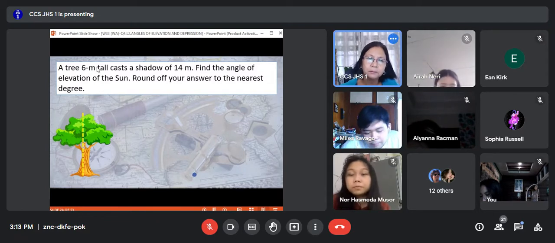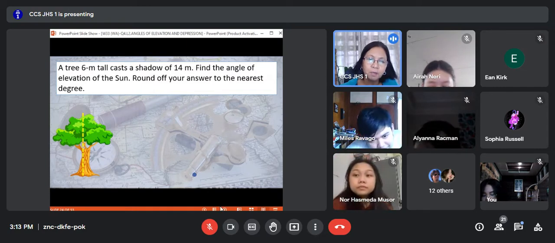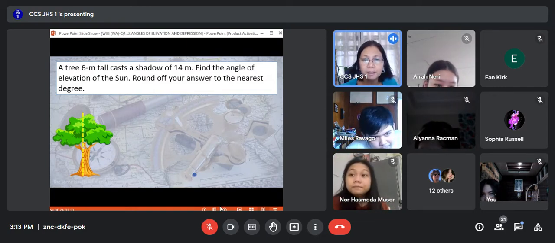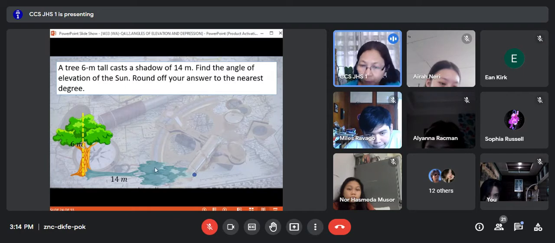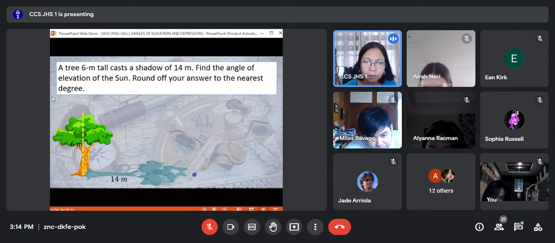Okay, this one. A tree 6 meters tall casts a shadow of 14 meters. Find the angle of elevation of the sun. Of course, now, we can say the sun can have a shadow. Round off your answer to the nearest degree. So here the tree is 6 meters tall and then that's its shadow. And the sun is somewhere here. So we are going to find the angle of elevation of the sun from this point.